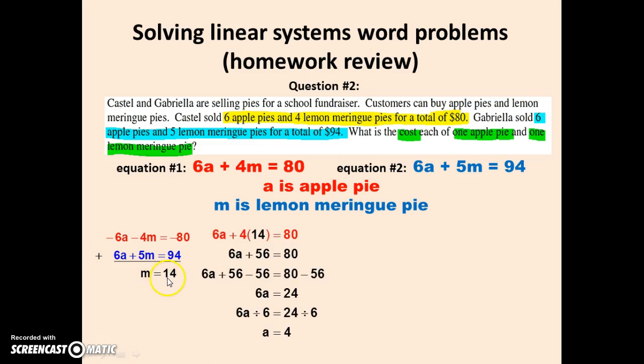So I'm going to substitute the M into one of the two equations. Again, I picked the red. You could pick the blue if you want. It's up to you. So I substituted in, multiplied, and finished the problem. So the end of the problem, A equals 4. So I know that apple pies cost $4 a piece. Lemon meringue pies cost $14 a piece.